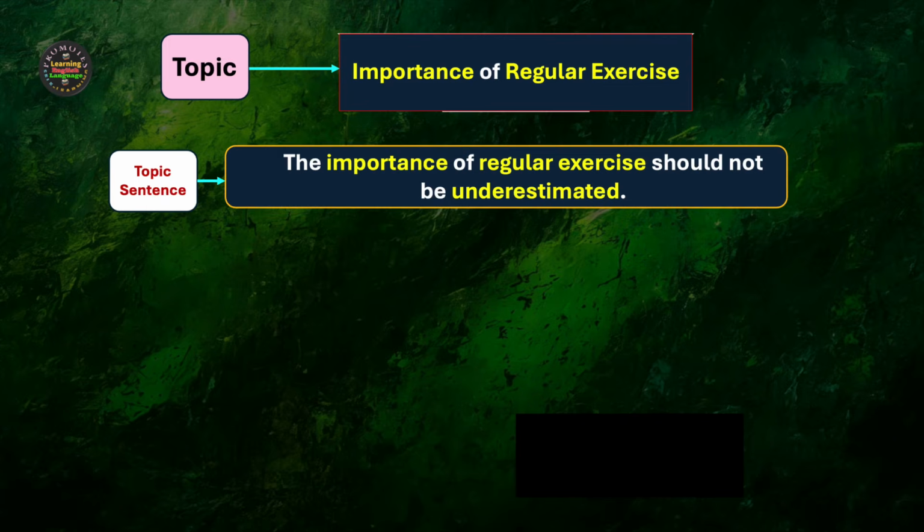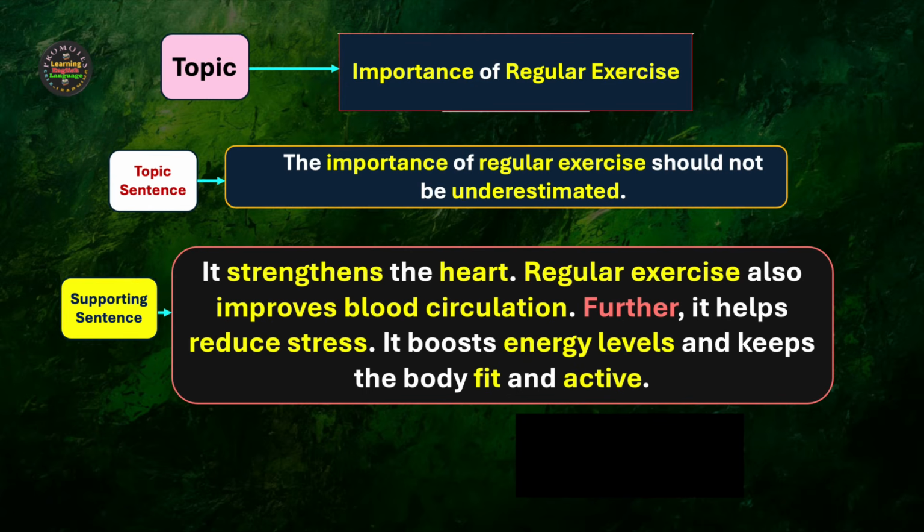After the topic sentence, we need to write the body of the paragraph, what we call supporting sentences, not sentence in the singular form. It must be in the plural form because we need to write some sentences, 3, 4, 5, depending upon the idea of your topic. And the supporting sentences for this topic are: it strengthens the heart, regular exercise also improves blood circulation, further, it helps reduce stress, it boosts energy levels and keeps the body fit and active.